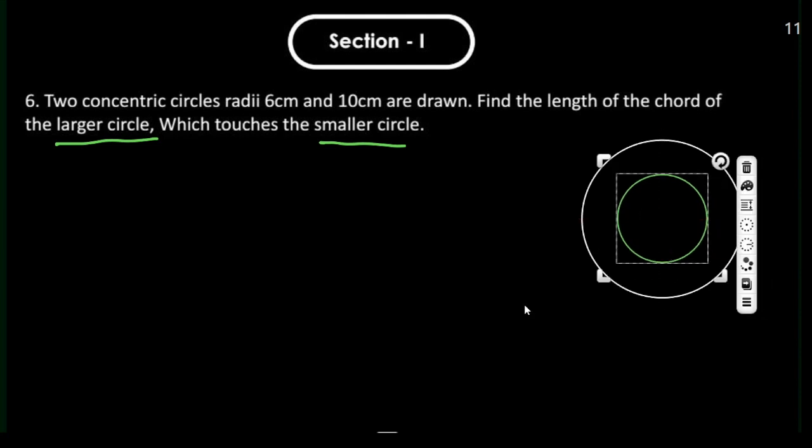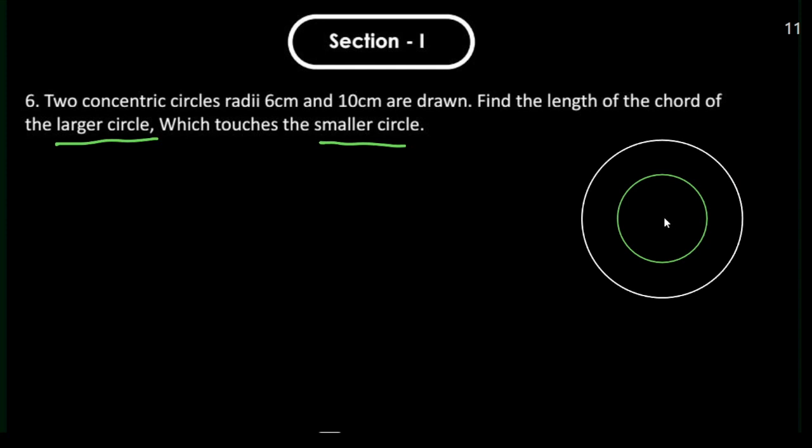Now let's see, these two are concentric circles. He has given two radii. The inner circle radius is 4 centimeter, so this is 6 centimeter and this is 10 centimeter, right?